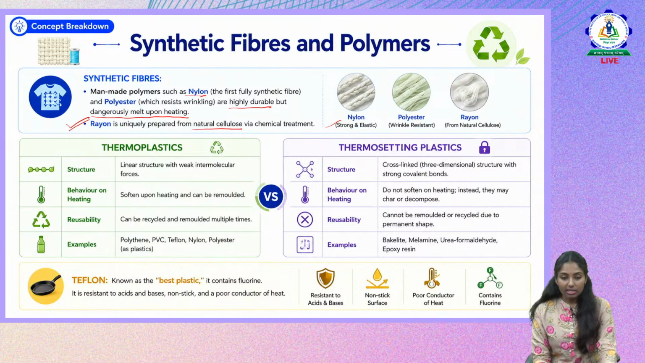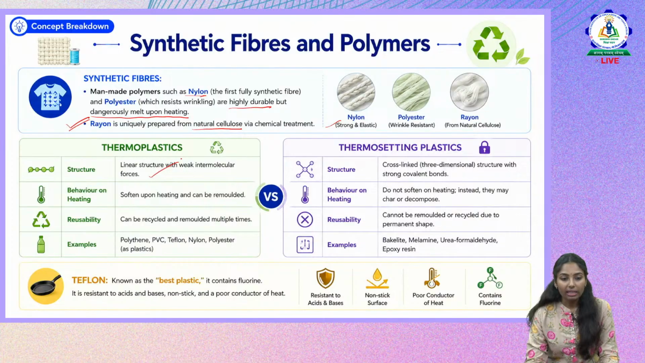Now let us try to understand the plastics that we have. The plastics are divided into 2 types: thermoplastics and thermosetting plastics. Here we have thermoplastics. They have a linear structure and weak intermolecular bonding forces. So this is the structure of it.